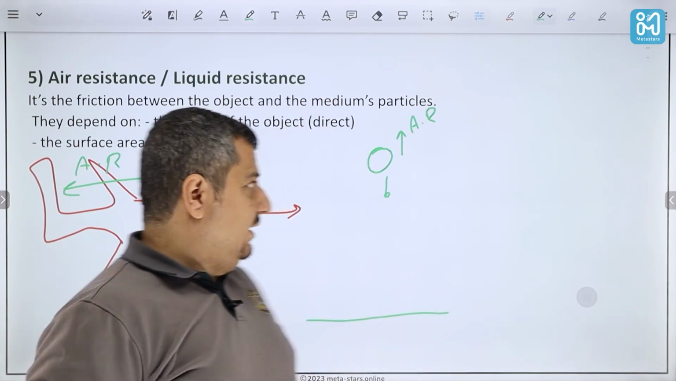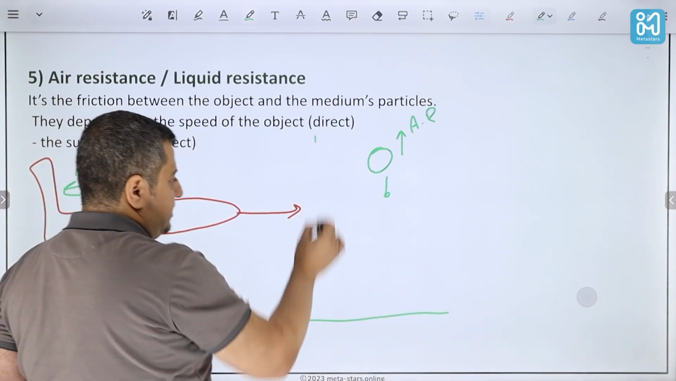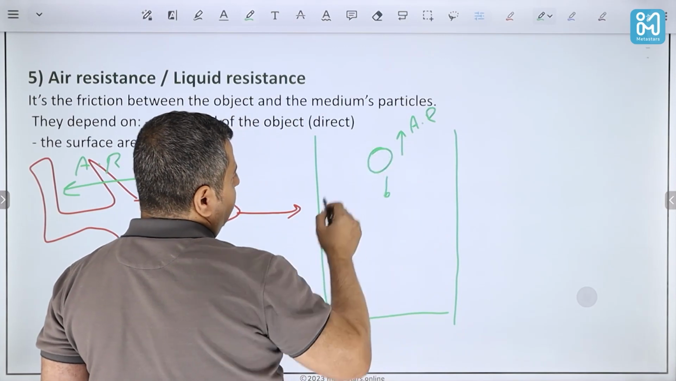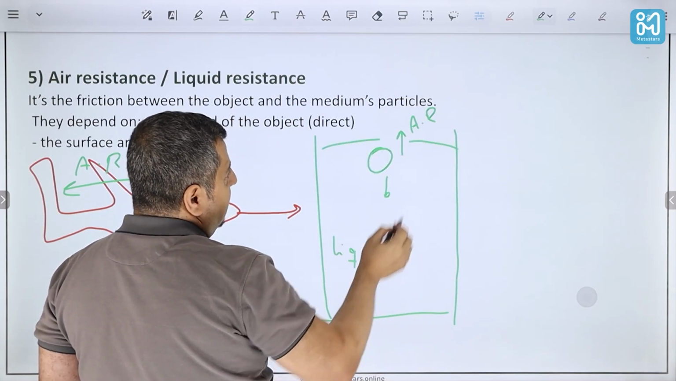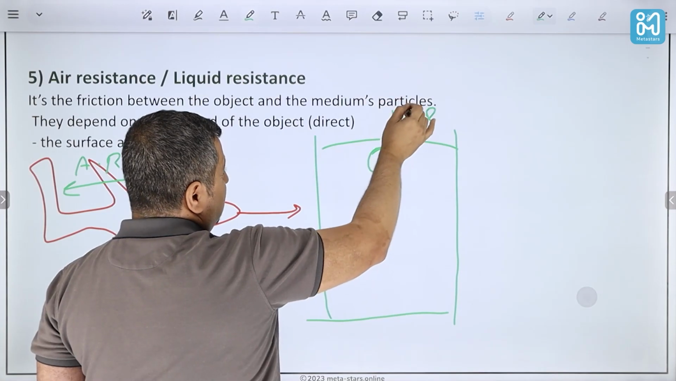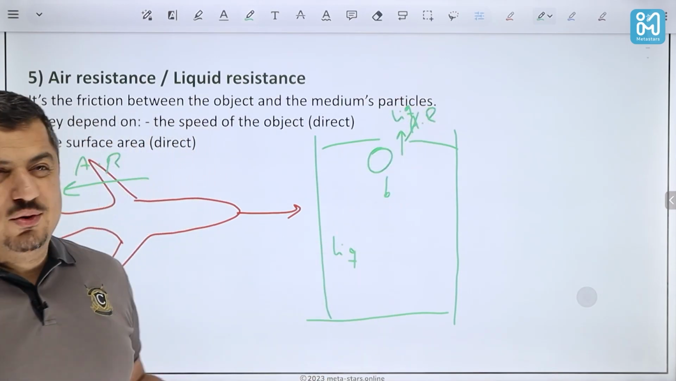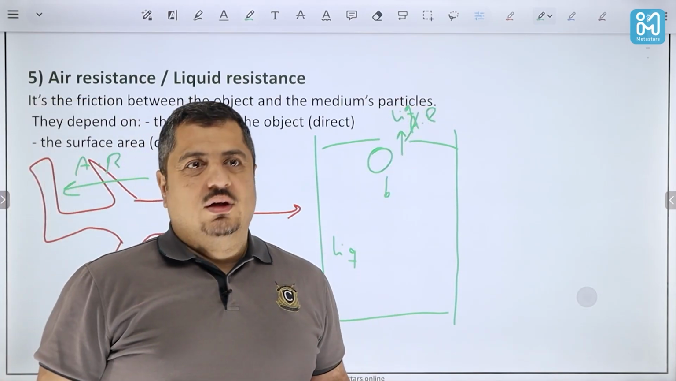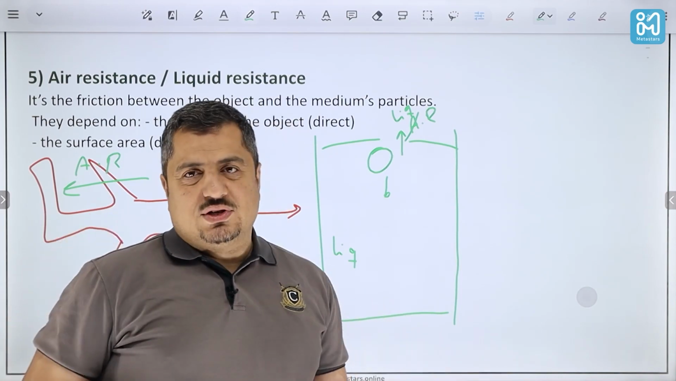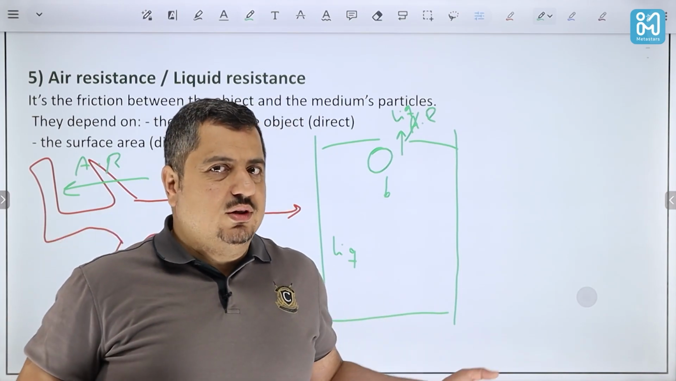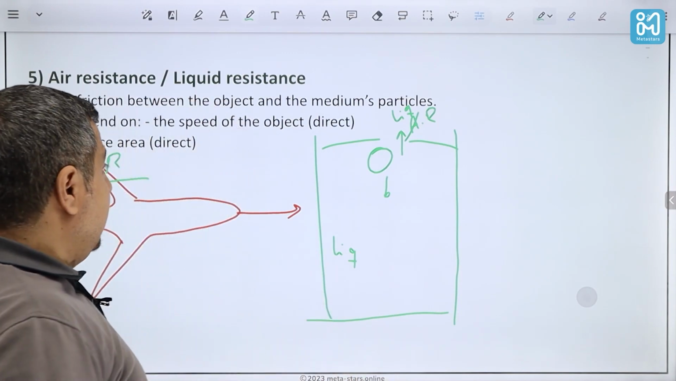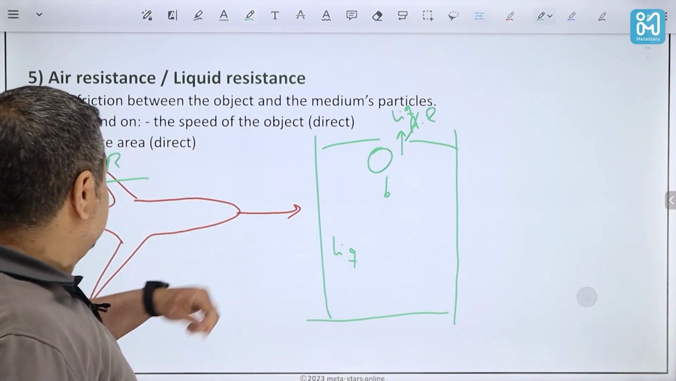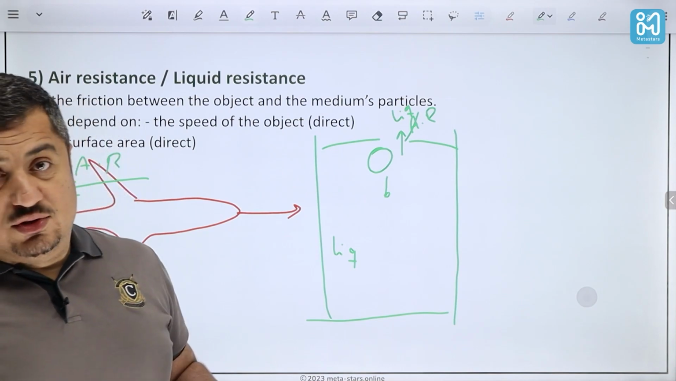Same exact idea if this object is in a certain liquid. It is now the liquid resistance, which is because of something called the viscosity of the liquid, a term that represents how much friction there is between the object and the particles in the fluid. In any case, this is air resistance and liquid resistance.